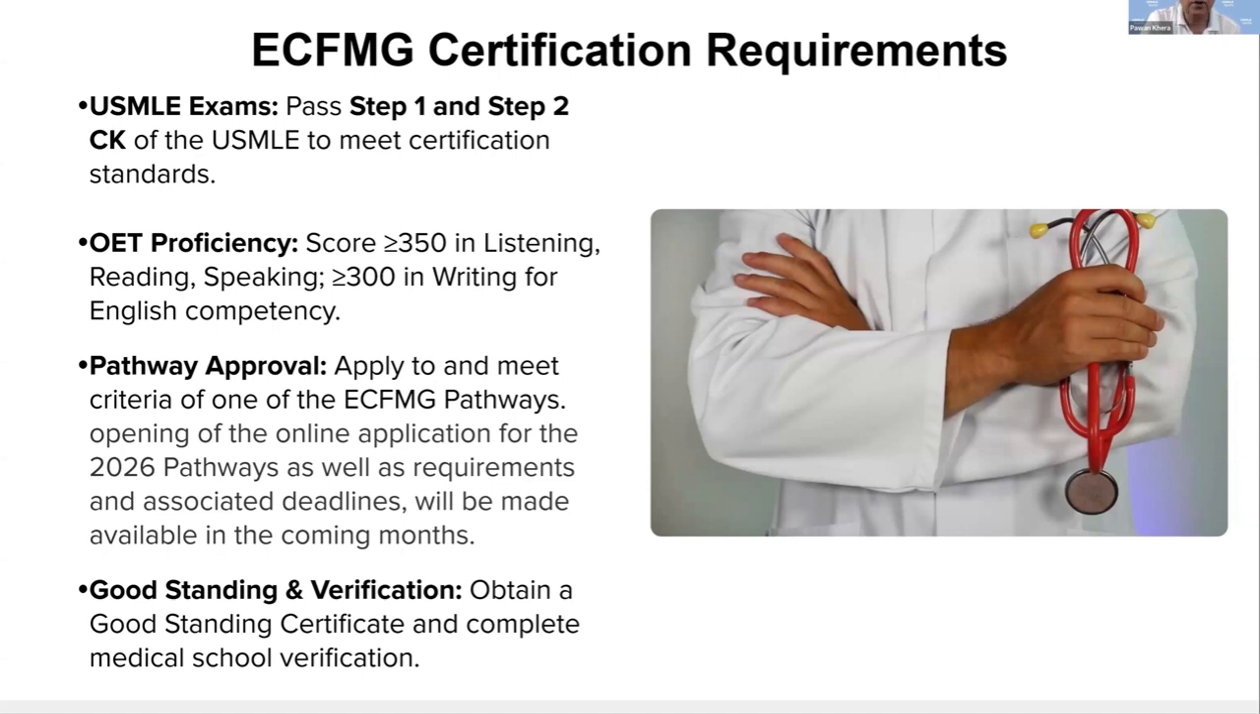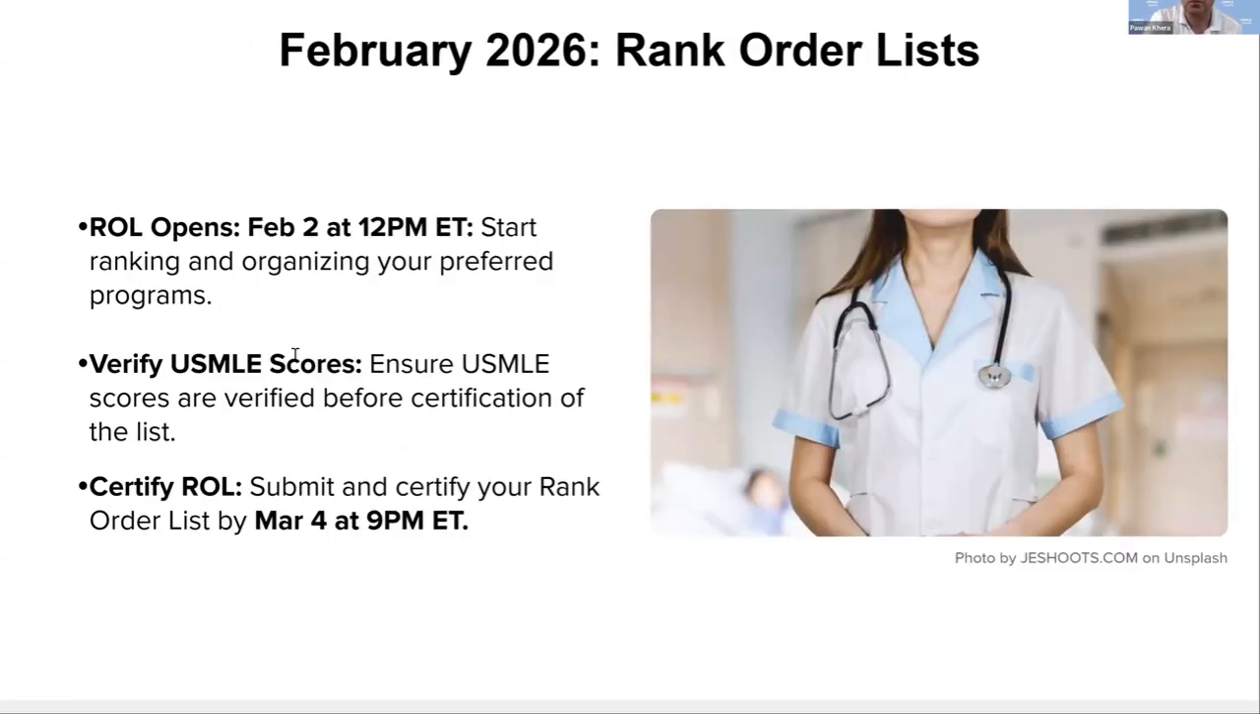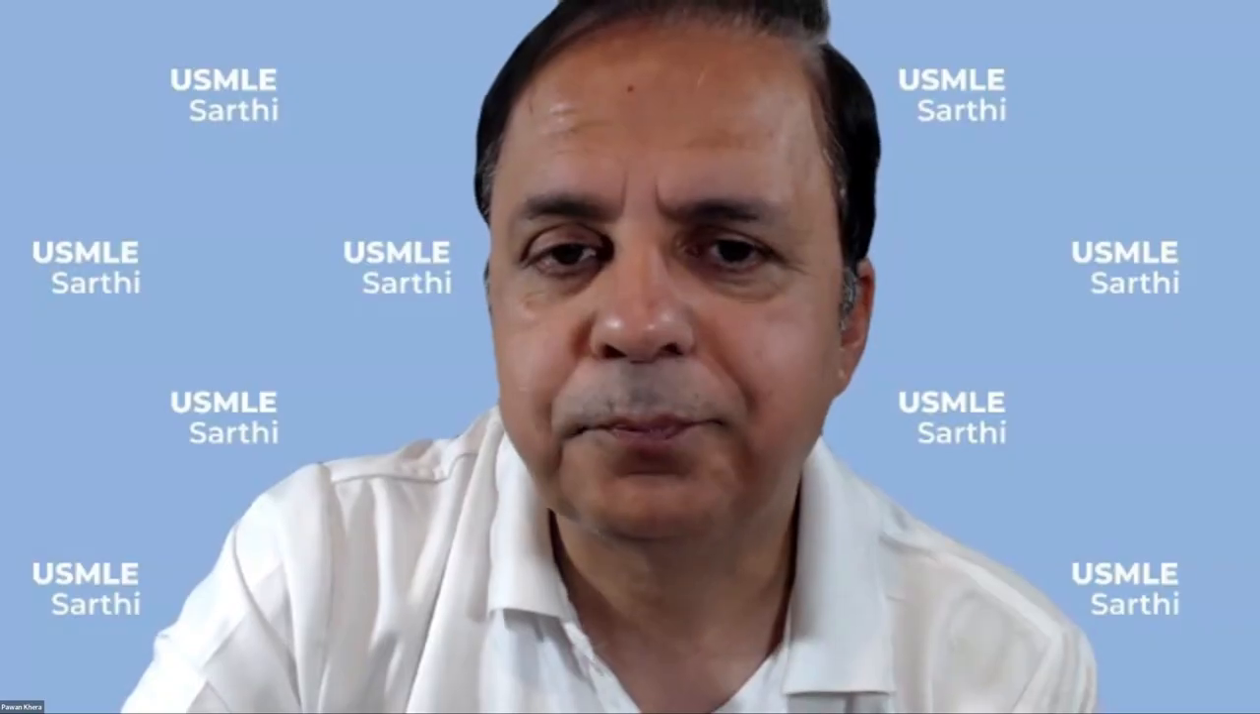But Step 1, CK score, OET, pathway approval. Pathway approval will start in June for this season. ECFMG pathways have stayed the same for the last, I would say, post-COVID three to four years. So you pretty much will know what it is, but we'll cover it in one of the webinars. Okay, so ECFMG certification, very, very important. And then, like I said, rank order list, and that is for later. We will certainly talk about it. Nothing urgent on this.